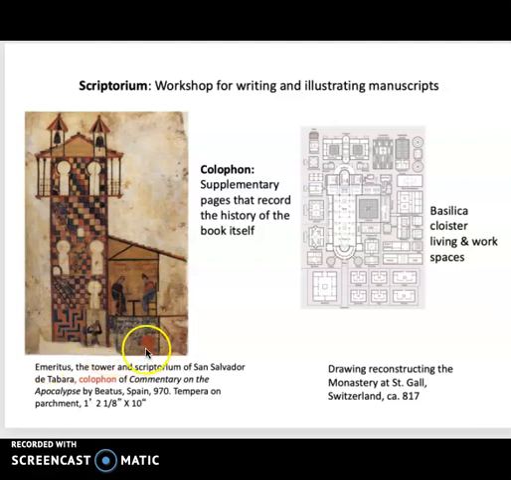Here's the picture of the artist and the painter in the Scriptorium at San Salvador de Tabara, making a manuscript in Spain in 970. Here's the drawing reconstruction of the monastery at St.